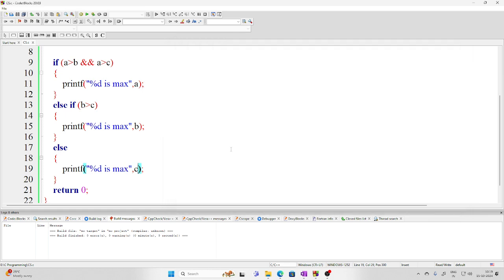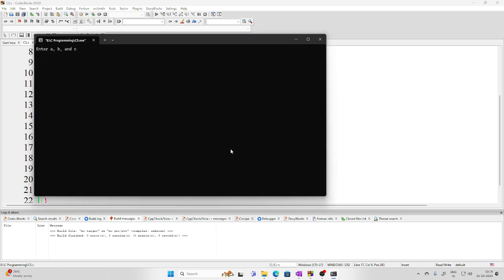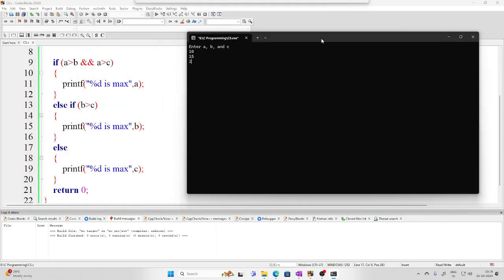Let us take another set of numbers. Let's say 10, 15 and 2. Here what is happening? Whether a, that is 10, is more than 15? No. So this condition becomes false. So the control will come to else if. Now again it will check whether b is more than c. Yes. So it will print that 15 is maximum.